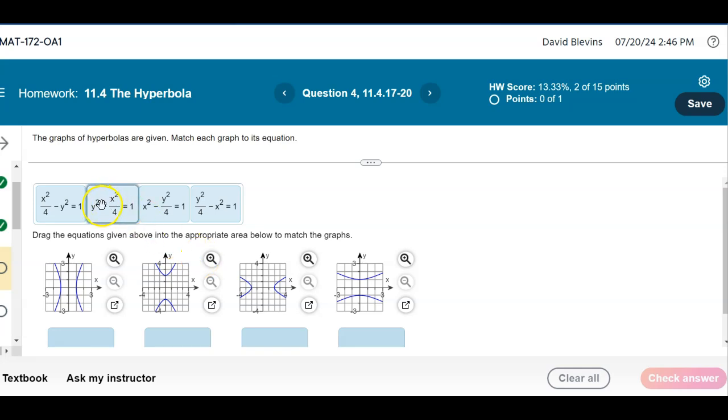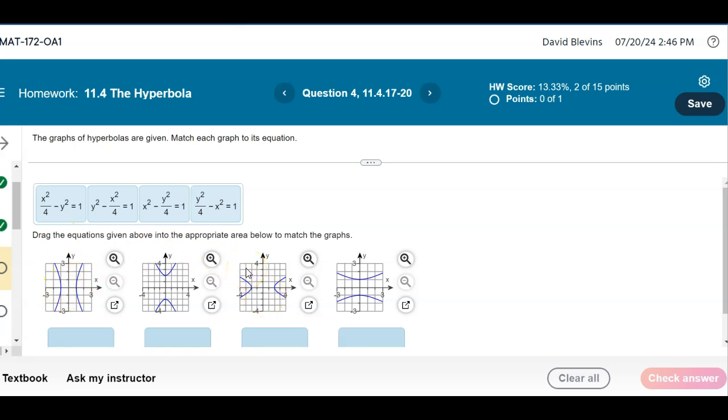But if the positive term is y squared, then the hyperbola is going to open up or down, like the second and fourth choices. So which is which? How do I know which one is which? So I know, for instance, that this one, the x squared over 4, that's either going to be here or it's going to be here.